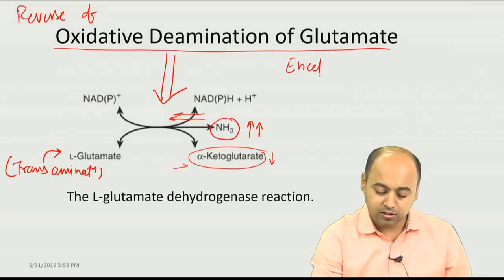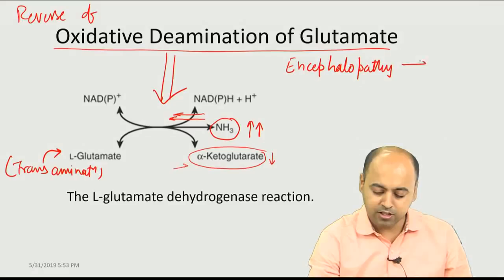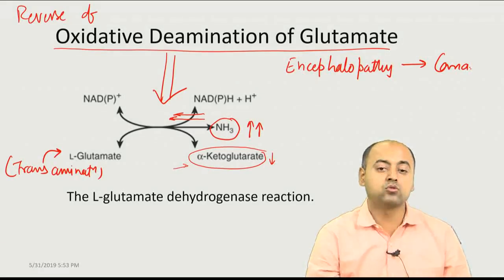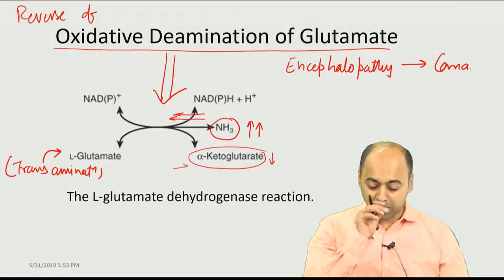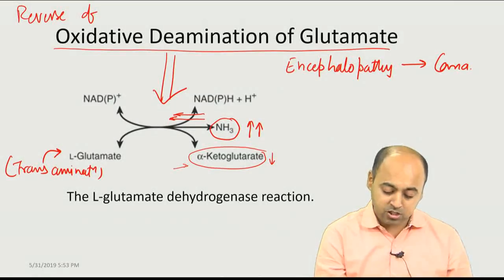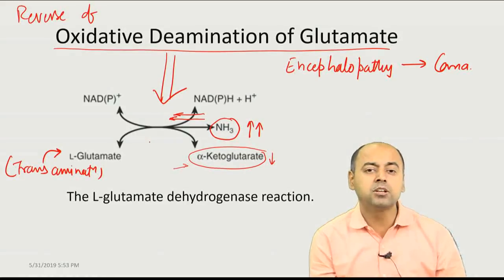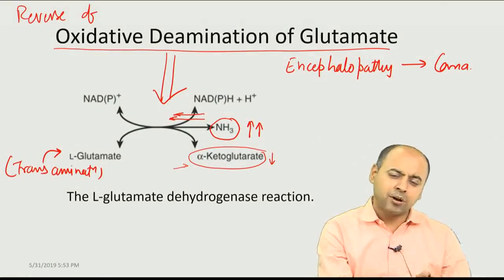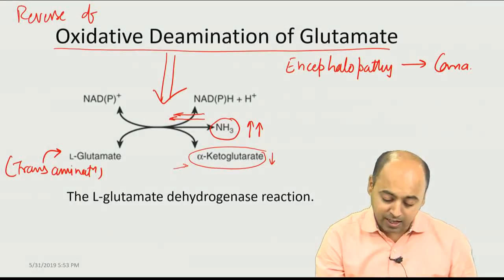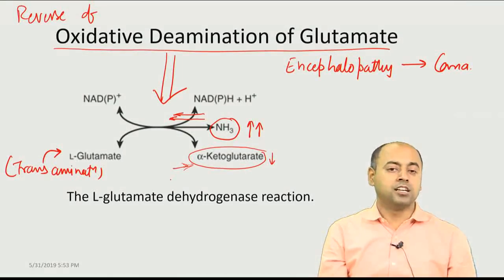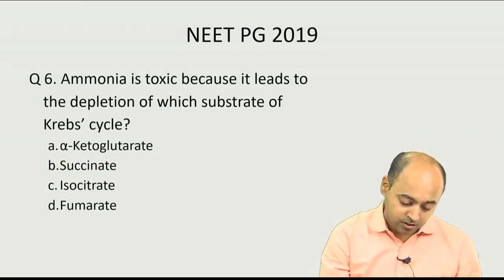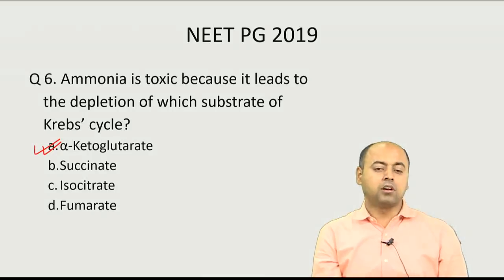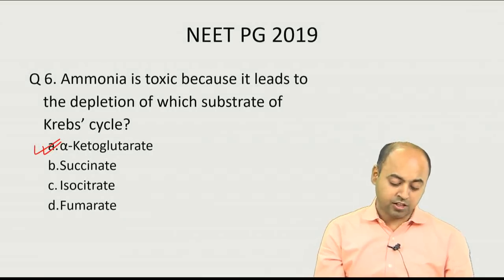Commonly it presents with encephalopathy. Encephalopathy, if untreated, can progress to coma. The main thing to remember is that oxidative deamination is a freely reversible reaction. When ammonia levels rise, the backward reaction becomes more favorable and alpha ketoglutarate gets depleted. So coming back to the question, the answer would be alpha ketoglutarate.